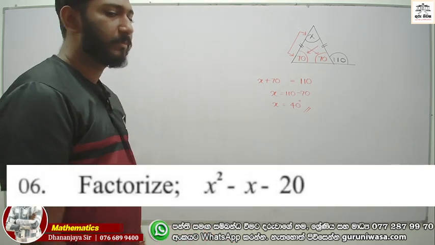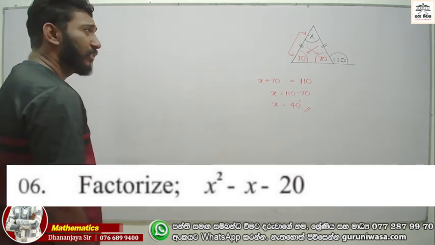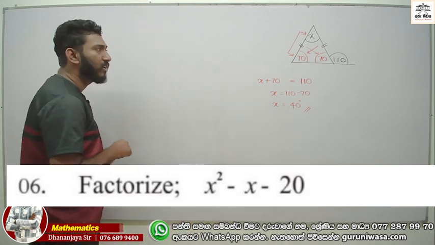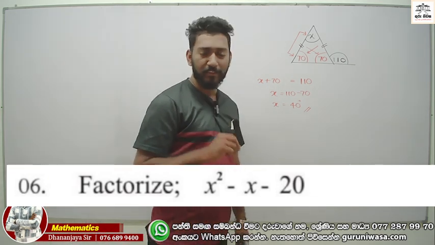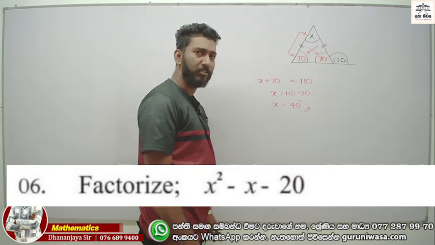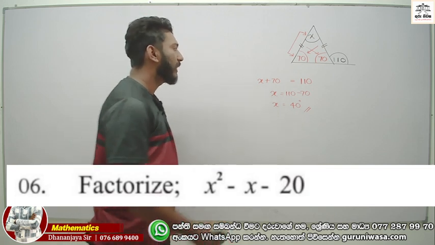Question number 6. Factorizing. Actually, this one is a grade 9 thing because the coefficient of x squared is 1. Therefore, this one is actually grade 9. Right? Find the factors. Trinomial quadratic expressions. Now you can find the answer.